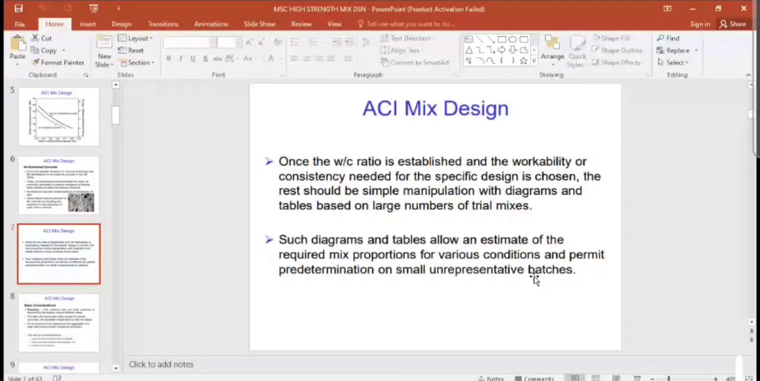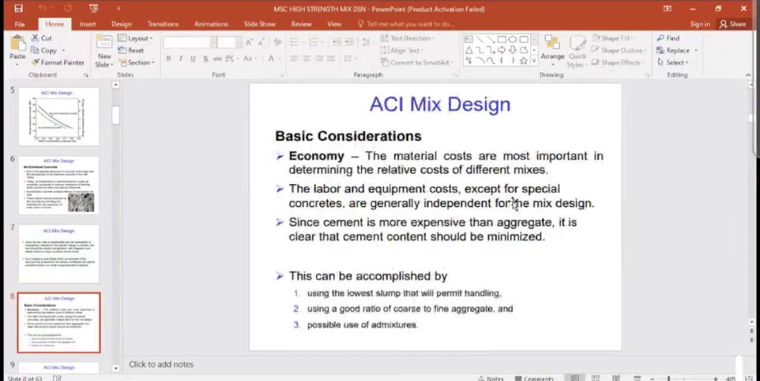Okay, once our water to cement ratio is established and the workability is considered, we normally go for the trials, and after the trials we can get the required water to cement ratio. Now, as a concrete mix designer, our primary objective is to get the maximum economy. So being an engineer, what is our primary objective there? We can lower the cost of material and we can lower the cost of labor and equipment as well.